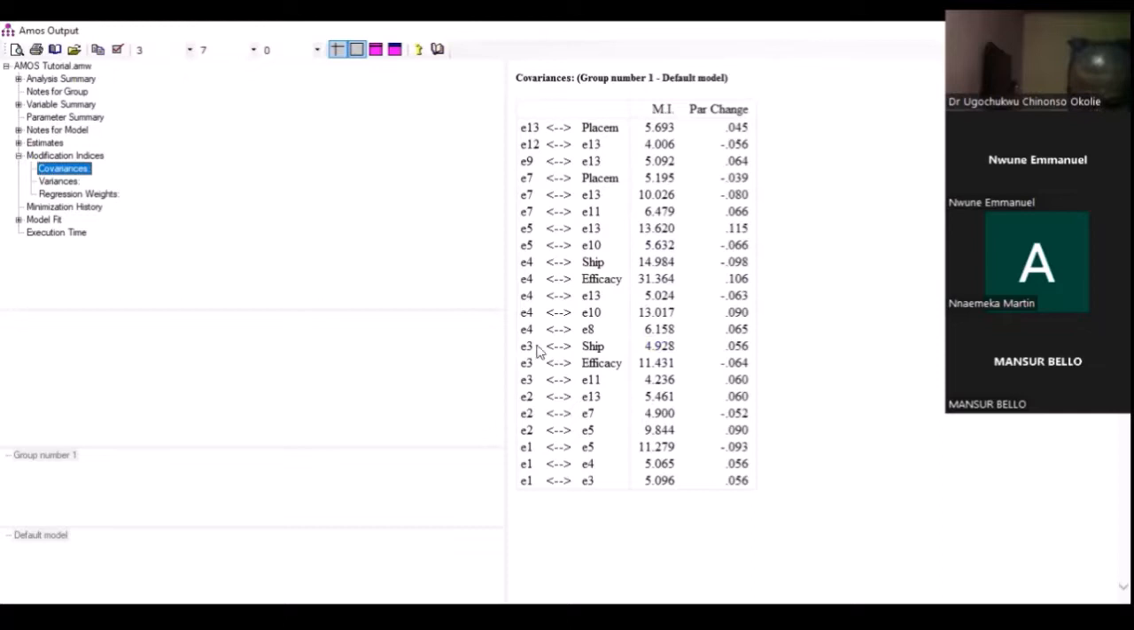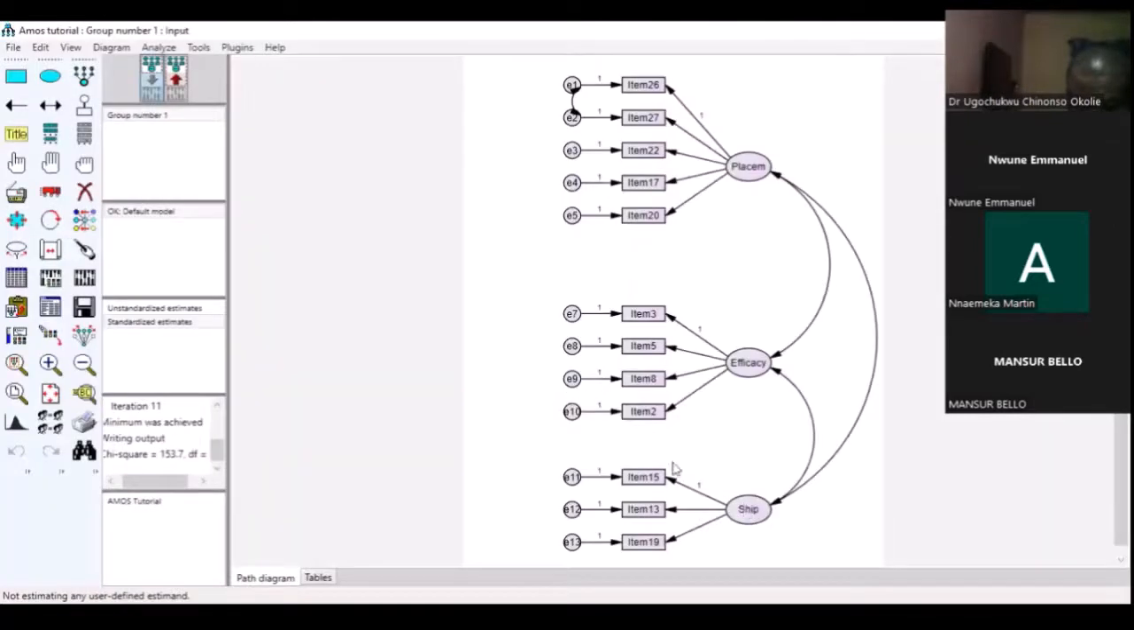Okay, let us see. The highest number here is 13, which is 5. I think 14, sir. No, 14, we cannot covary a factor. This is a factor. Look at it here. Yeah. Okay, so this is a factor. We can't covary from factor to items. No, we can't do that. Yeah.